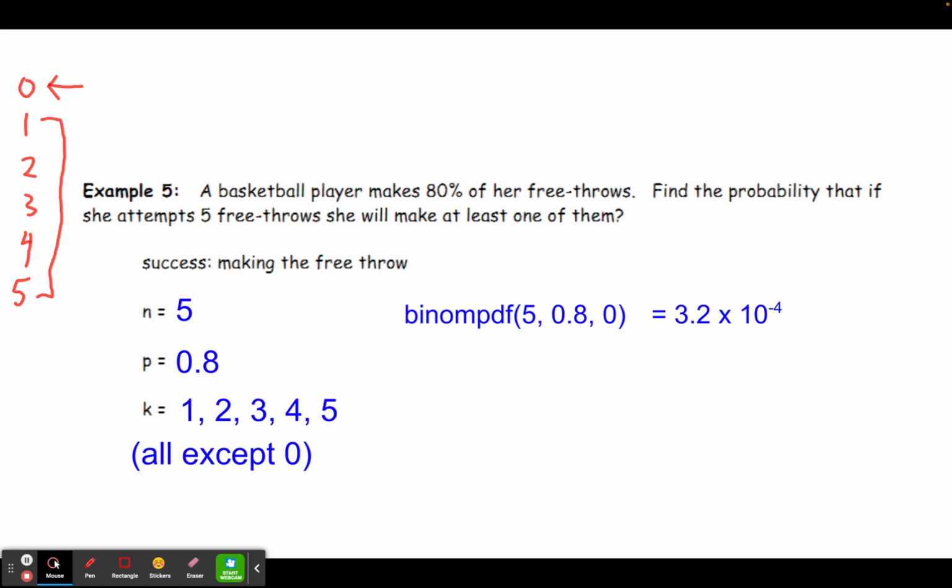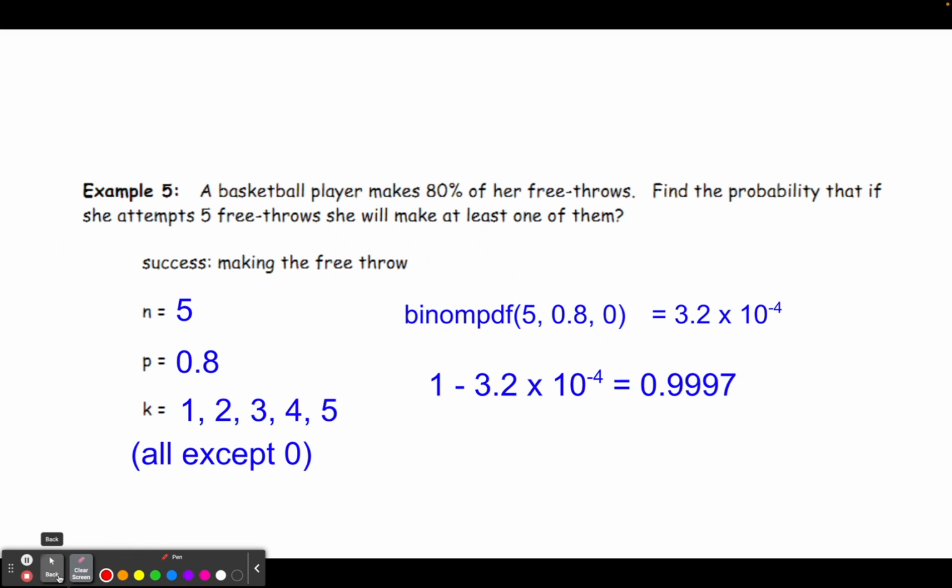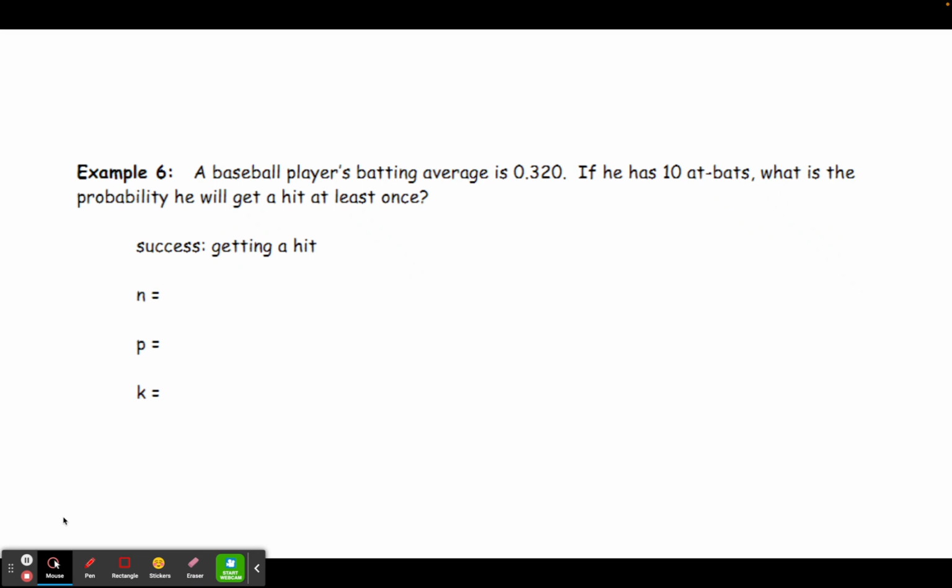Now all I have to do is subtract that from 1, and that will give me the sum of the other 5 probabilities in a much quicker way. So 1 minus that number is 0.9997. Now you're free to do all 5 and add them up. This is just a much quicker way to do it. All right, let's try that same shortcut on our last example.